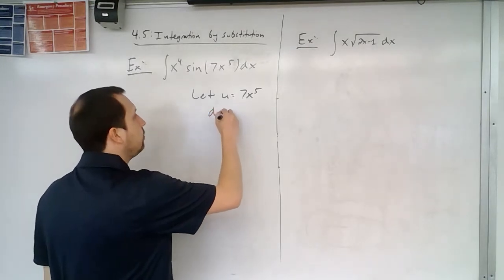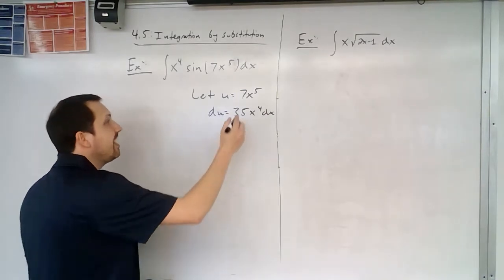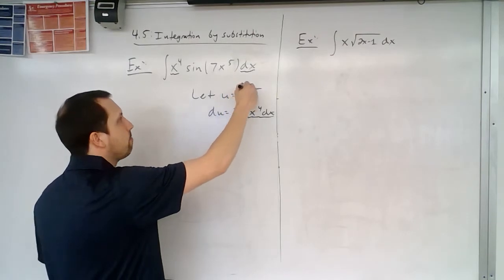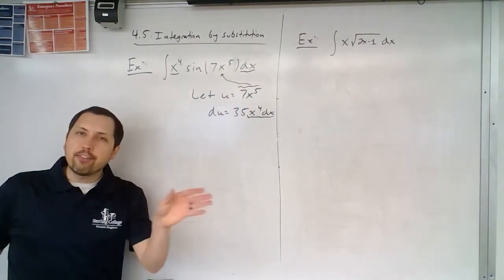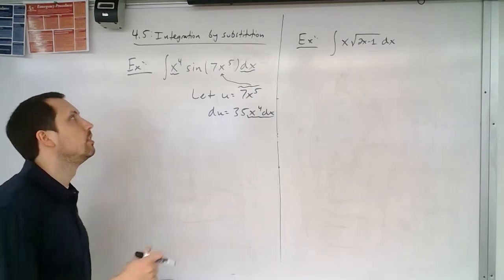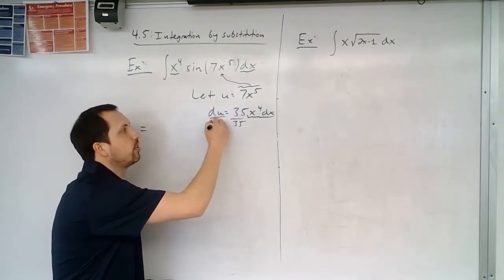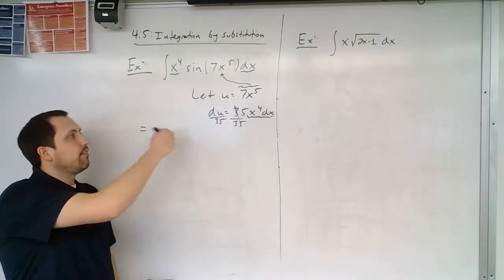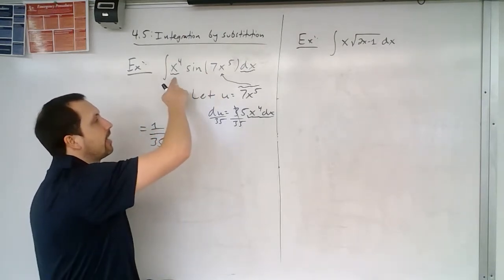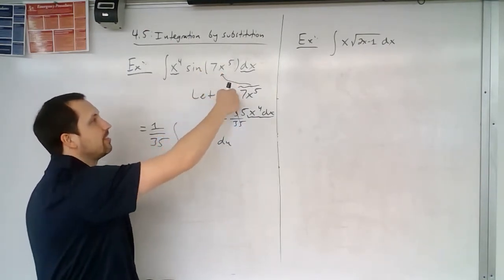So when I have du is equal to 35x to the fourth dx, I see, indeed, I have my x to the fourth dx that can be substituted in over here. And then I have my 7x to the fifth. So everything can be substituted in terms of u. So this was a good choice of a u substitution. So this now becomes the integral. Now again, I divide over this 35. So I have this constant of 1 over 35. The x to the fourth dx just appears as du. And then here, sine of this is just sine of u.